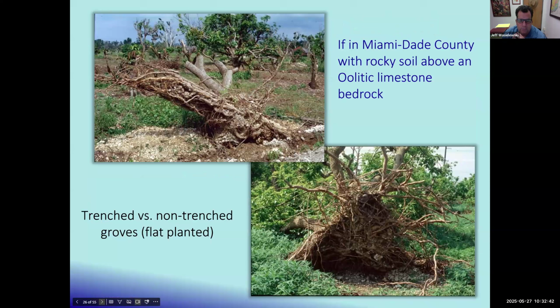So in Miami-Dade County, with a rocky soil above an oolitic limestone, we've talked about that, and you can see some of the limestone here in this top left picture. You have trench versus non-trench grove. Here's a trench grove, still went down, but here's a flat planted, just went down like that. This might be easier to reset.